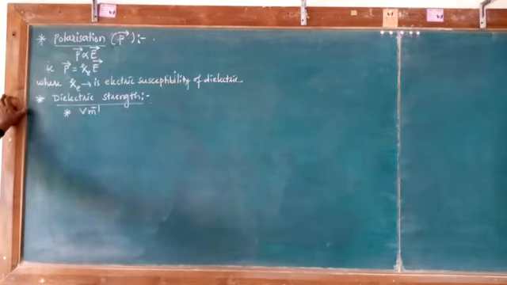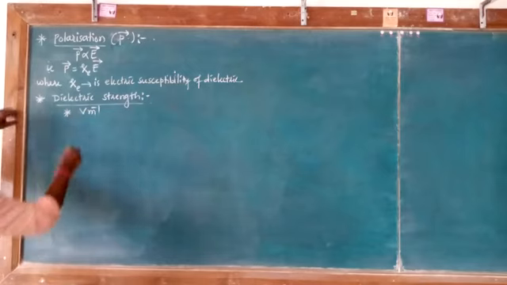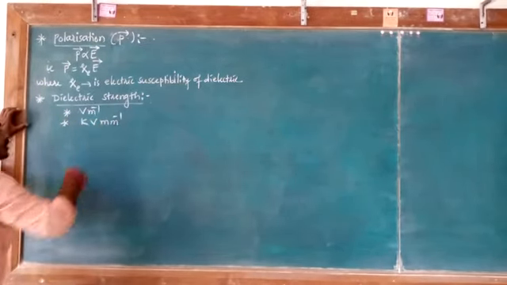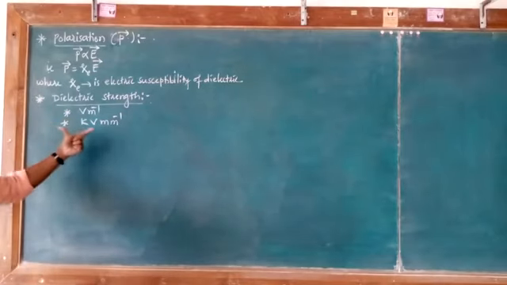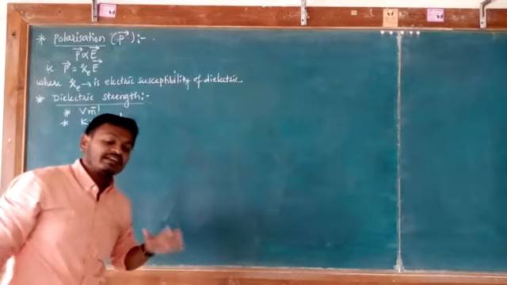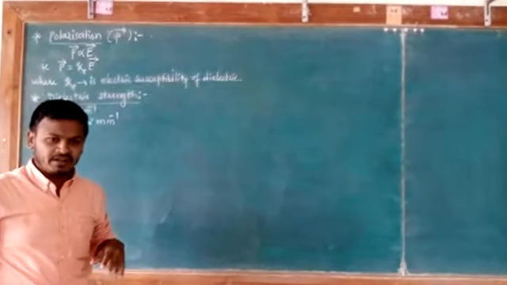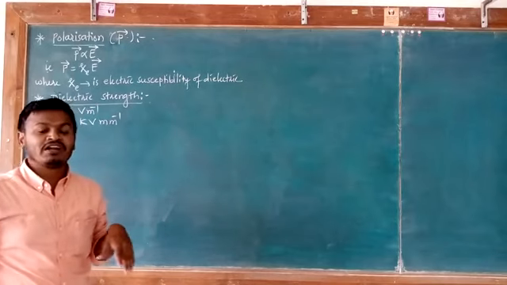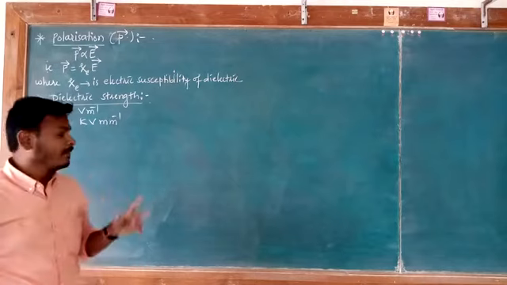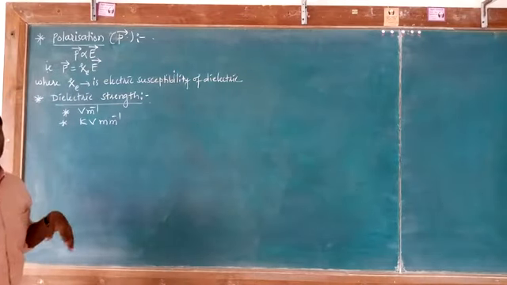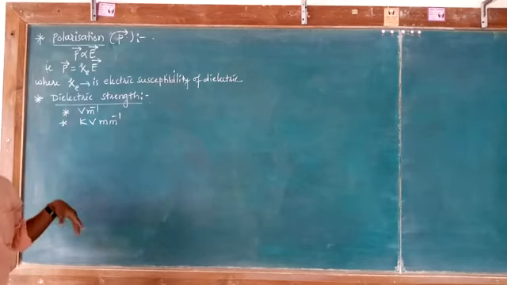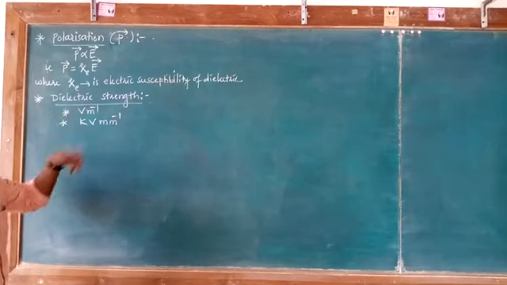In practical concern, the practical unit of dielectric strength is kilovolt per millimeter. As we know, the dielectric strength of vacuum is found to be infinity. The dielectric strength of glass is 30 into 10 to the power of 6 volt per meter. The dielectric strength of paper is 15 into 10 to the power of 6 volt per meter. The dielectric strength of air is 10 raised to 6 volt per meter. This is the term about dielectric strength.